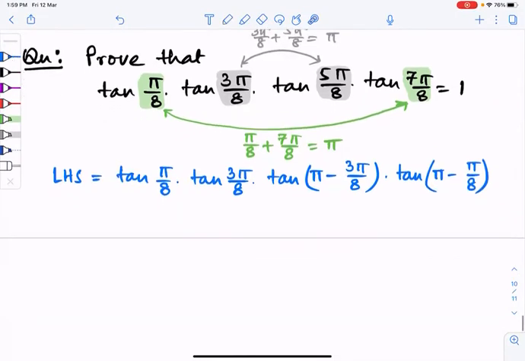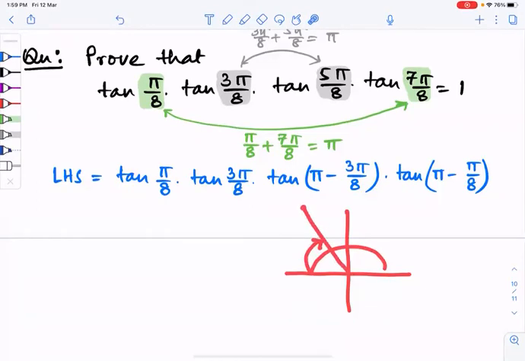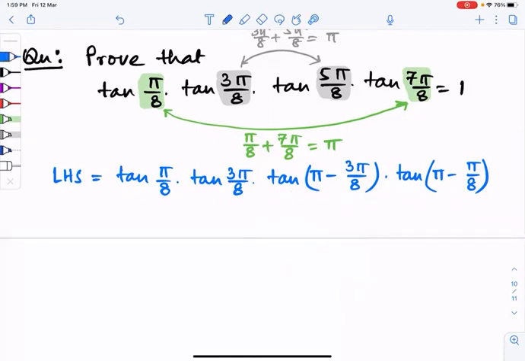Now, pi minus 3 pi by 8, what is it? Pi is 180 degrees, and minus 3 pi by 8, so it is in the second quadrant. In the second quadrant, tan is negative. Since it is pi minus the angle, tan will not change to another function; tan will remain tan. So this term will become minus tan of 3 pi by 8. Similarly, this term will become minus tan of pi by 8. Other terms will be as they are.